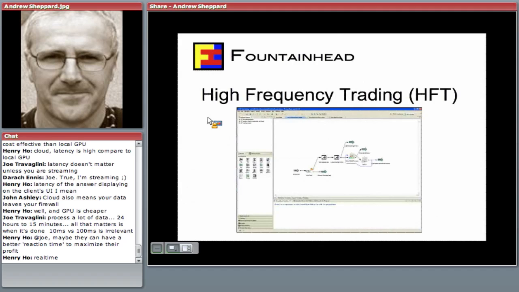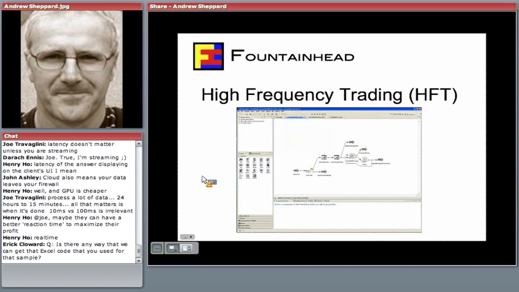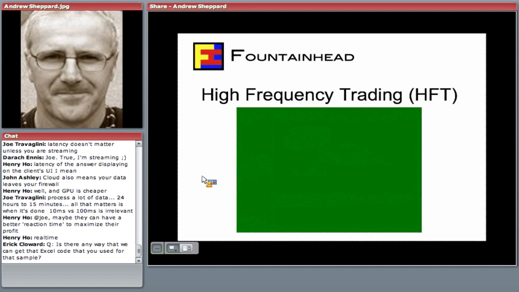GPUs are being used quite well in high frequency trading. This little application here is called Streambase. It's a complex event processing environment. It takes tick data in at one end, does complex algorithmics, and places trades and hopefully makes profits on the back end. That application recently was GPU accelerated.